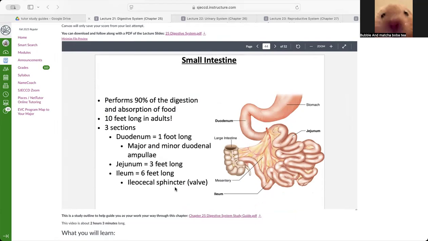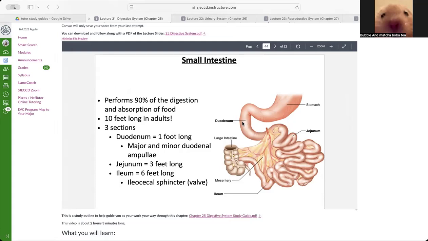So we have the duodenum. This one's a small little part right here, and it's 1 foot long. It goes from the pyloric sphincter of the stomach and has a minor and major duodenal ampulla, openings for pancreatic juice and bile to leave through. It's retroperitoneal, so it's like the kidney, the pancreas, and the duodenum.